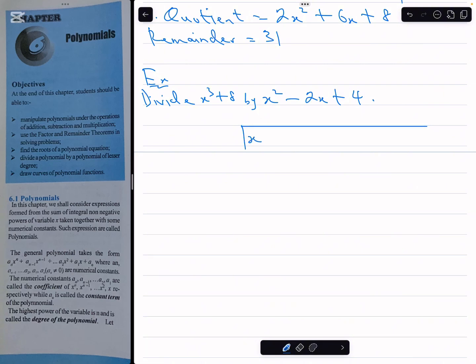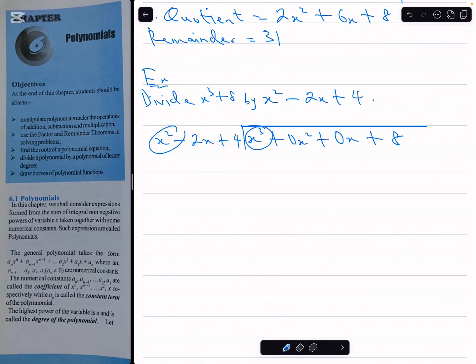We're dividing x cubed plus 8. Here we can see that in x cubed plus 8, there's no x squared term, there's no x term. So we make them zeros. You do that if some terms are missing, so that you don't get confused when you're doing the division. So I'll write x cubed plus 0x squared plus 0x and then plus 8. Any term that is not given, you just write it as 0. It makes the division easier. Now divided by x squared minus 2x plus 4.